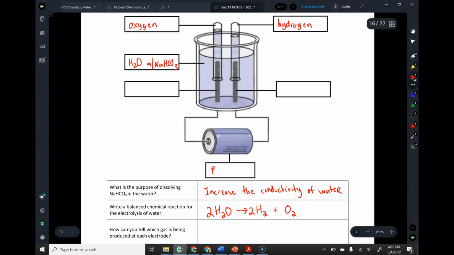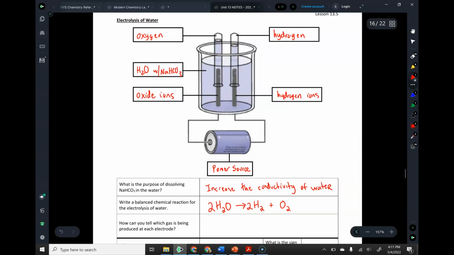Again, we have our power source in this diagram, as we always will when it comes to electrolytic cells. And we have to have hydrogen ions at the electrode that's producing hydrogen, and of course, oxygen ions, also known as just oxide ions, at the electrode that is producing the oxygen gas. So let's dive in a little deeper to look at the chemical reactions that are occurring.